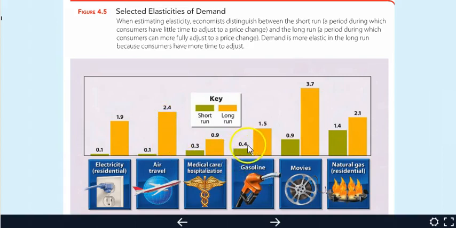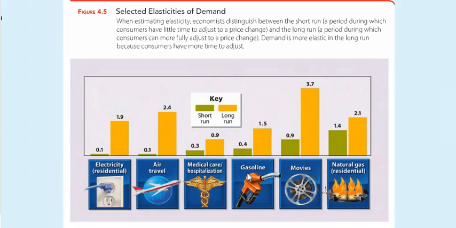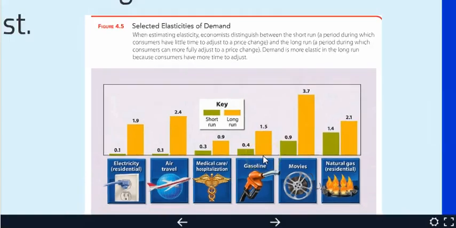Gasoline. In the short run, if gas prices go up, we're very inelastic. But in the long run, we can change our behavior: drive less, carpool, ride share, or even work our errands into fewer trips. So in the long run, it becomes more elastic.